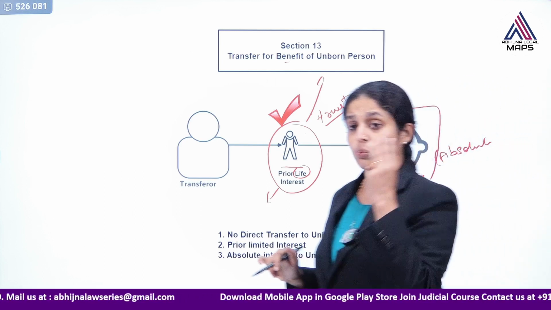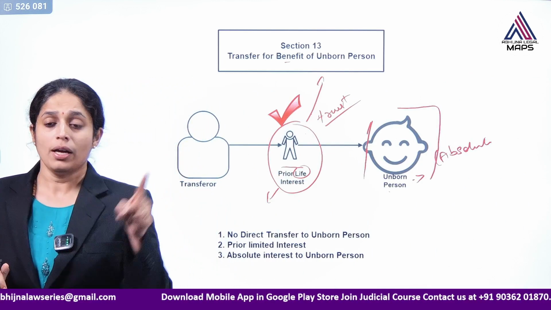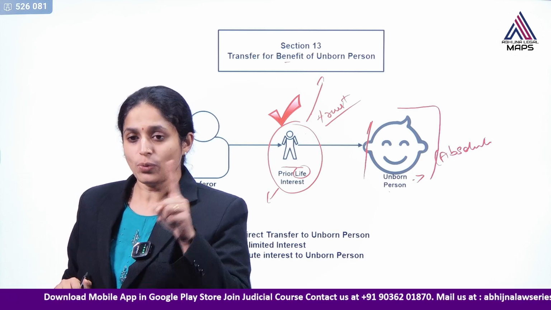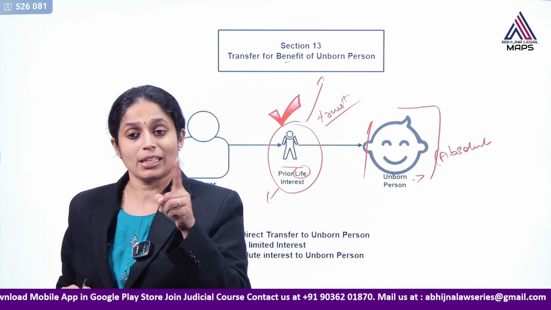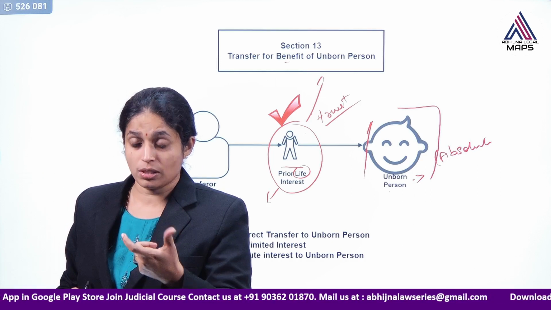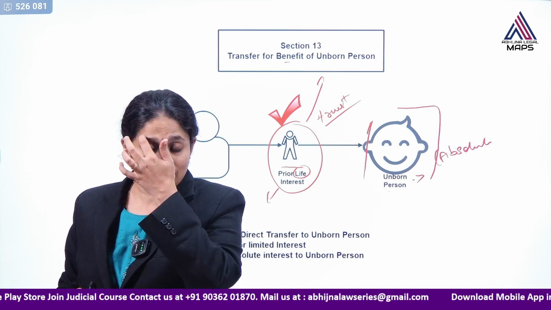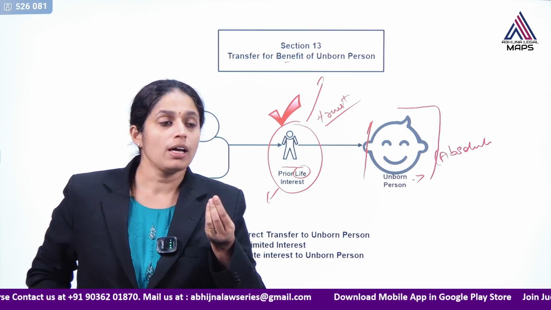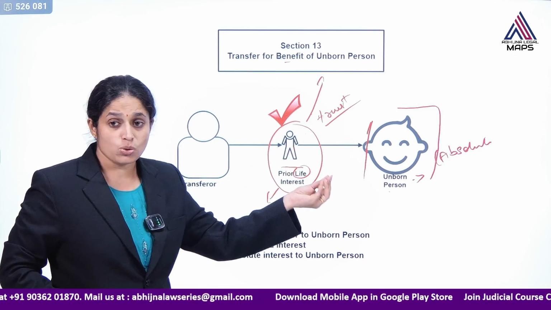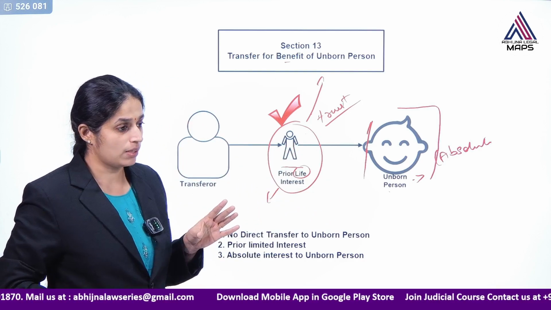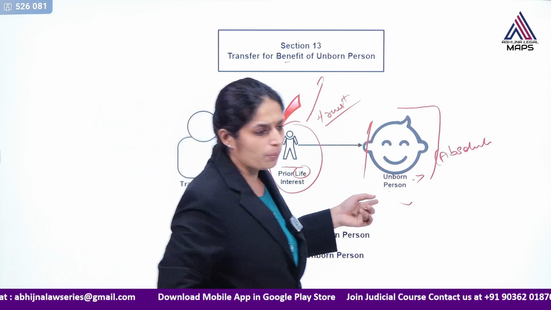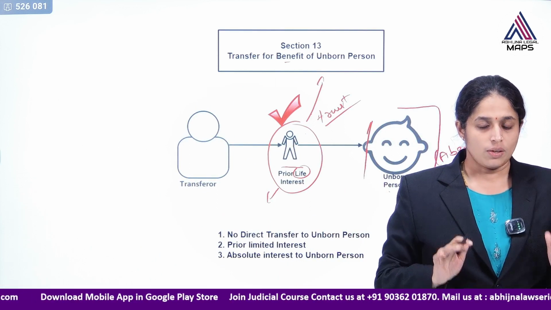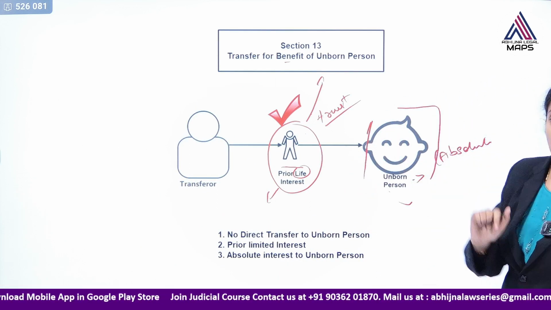Okay. So these are the three rules relating to section 13, where it says you can make a transfer to the unborn person, but there should not be a direct transfer. You have to create a prior life interest or prior limited interest in favor of a person who holds the property. That prior life interest holds the property as a trustee for the benefit of the unborn person. And the last one is, the unborn person should be given the absolute interest. So whenever he gets the right over the property, when he comes into existence, he can dispose it to whomever he wants. Okay. So this is the case under section 13.